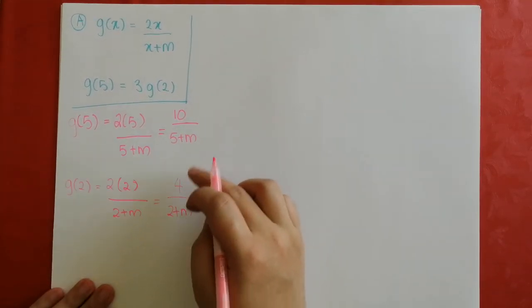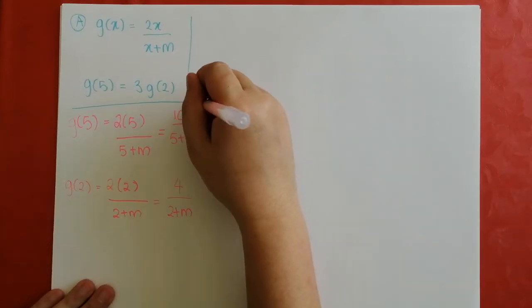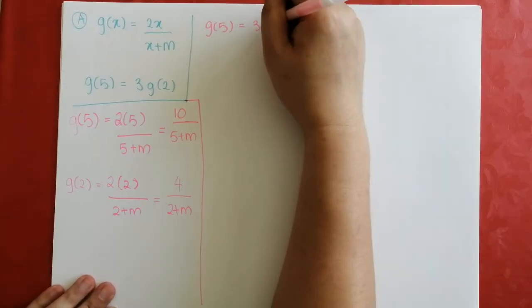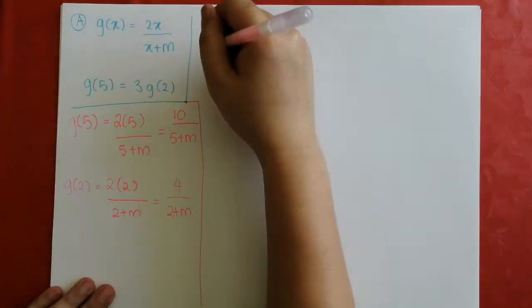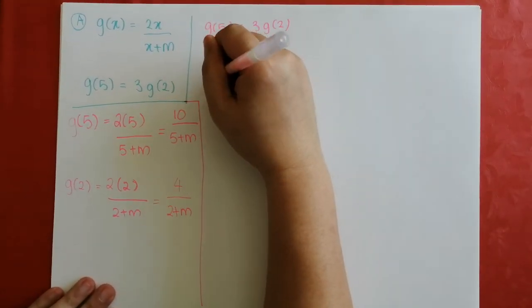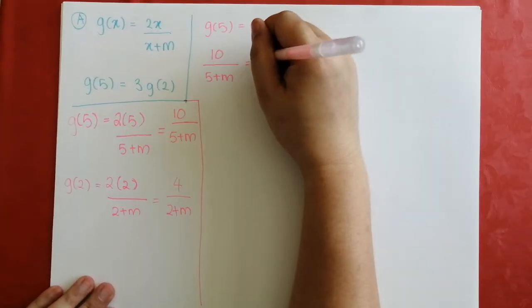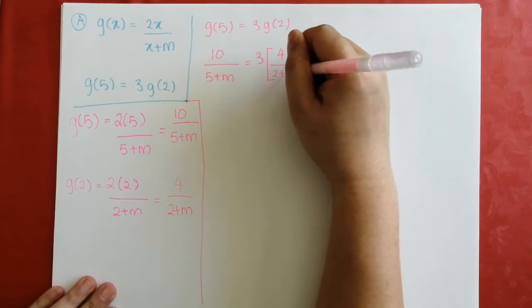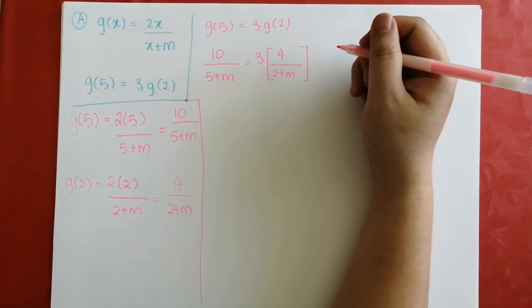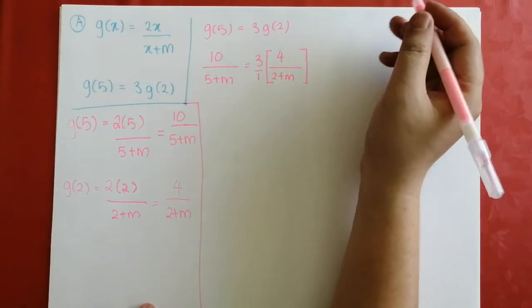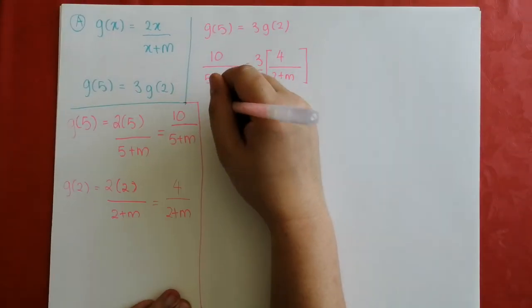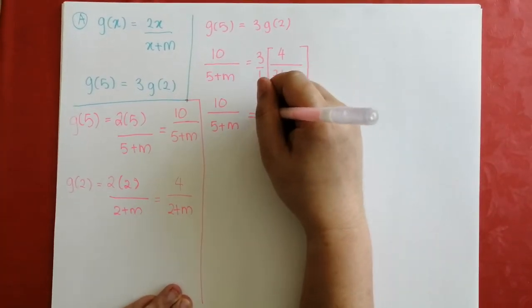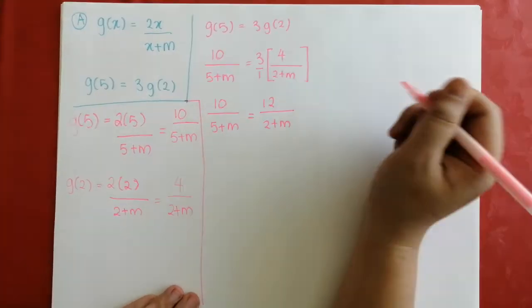So let's put this information into the statement. g of 5 is equal to 3 g of 2. For g of 5, we found that it is 10 over 5 plus m, equals 3, and g of 2, we found that it is 4 over 2 plus m. The bracket means that it's a multiplication, so we can multiply them. So you have 10 over 5 plus m is equal to 3 times 4, which is 12, over 2 plus m.